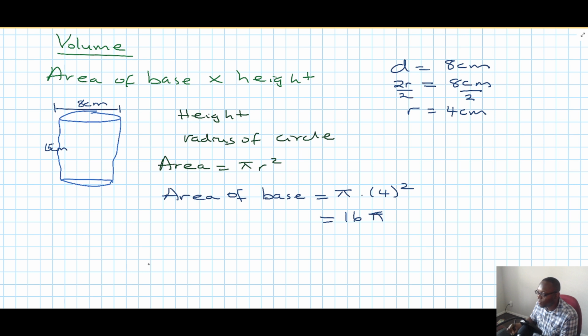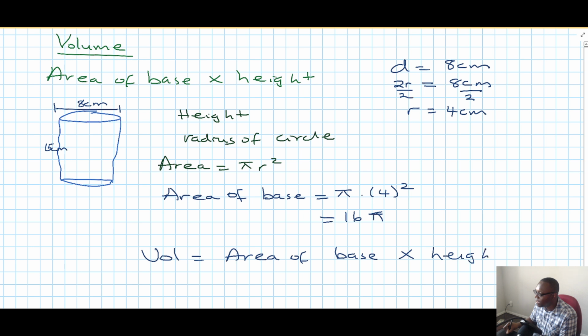Now we want to find the volume. Volume is equal to area of base multiplied by the height of the cylinder. So the area of the base is 16 pi, and now we multiply that by 15. So what you do here is 16 multiplied by 15.